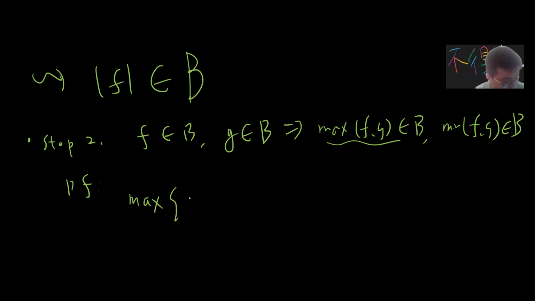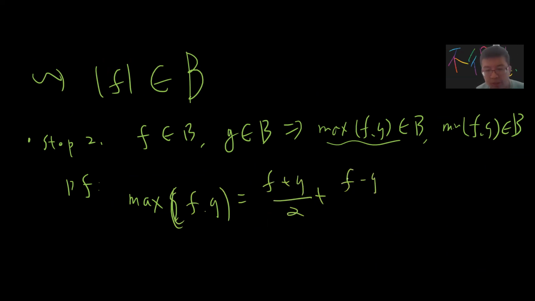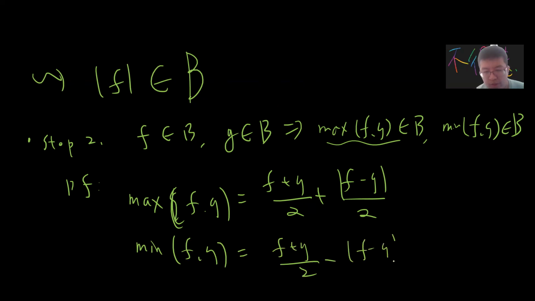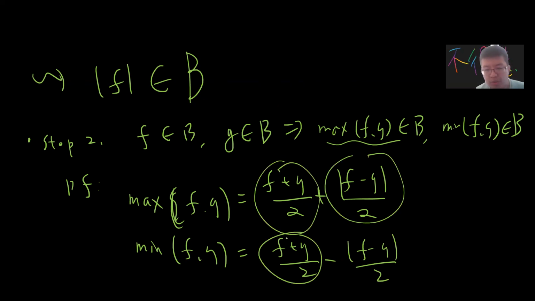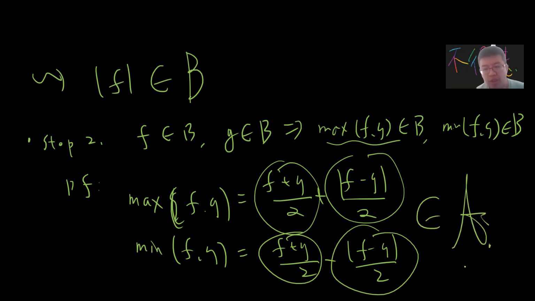So you can easily check that max(f, g) equals (f plus g) divided by 2 plus the absolute value of (f minus g) divided by 2. Obviously, when f is greater than g it becomes f, and when g is greater than f it becomes g. The minimum of f and g is also simple: (f plus g) divided by 2 minus the absolute value of (f minus g) divided by 2. Since A is an algebra, by the previous lemma all of these belong to A.